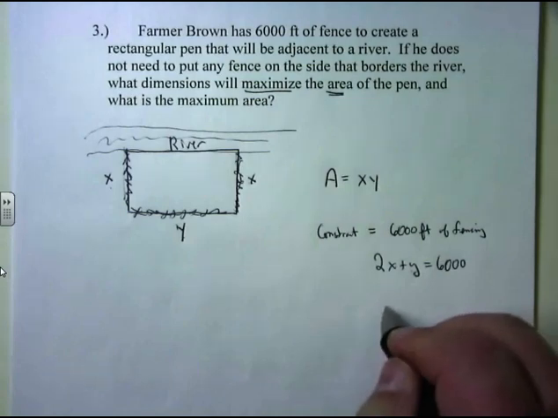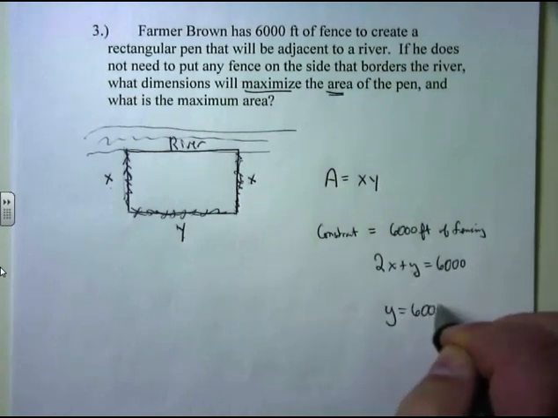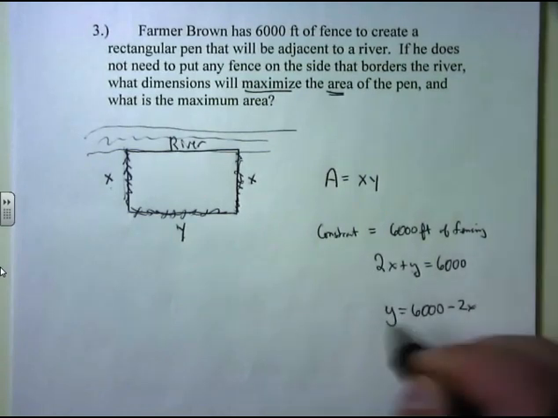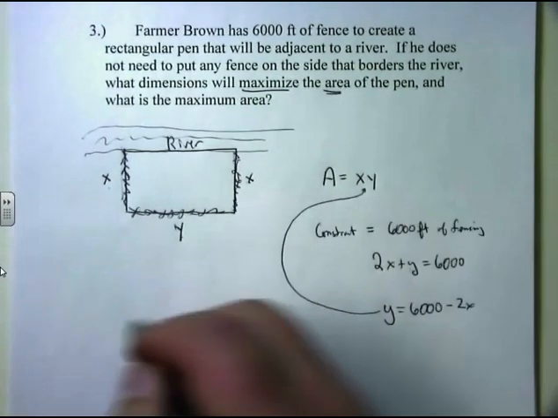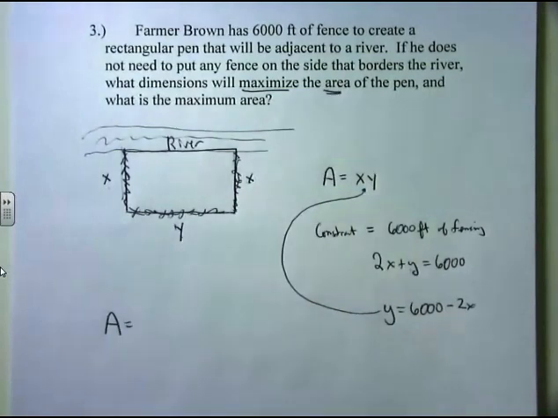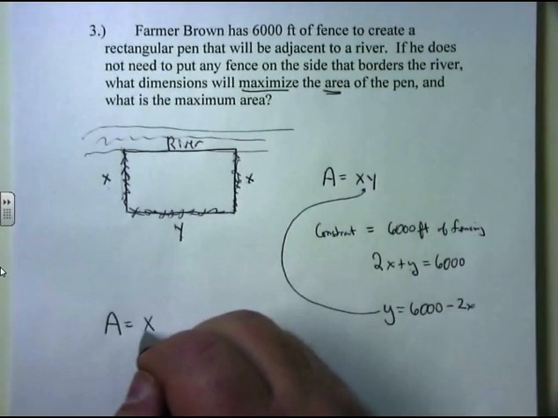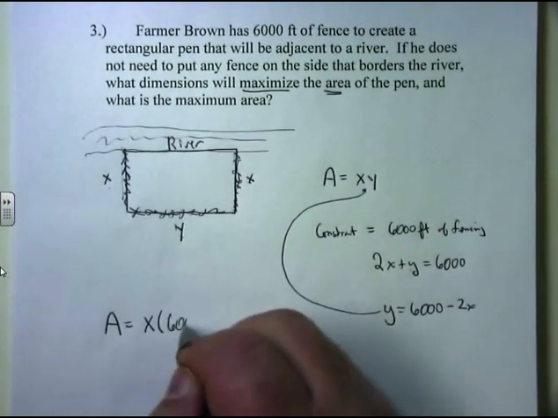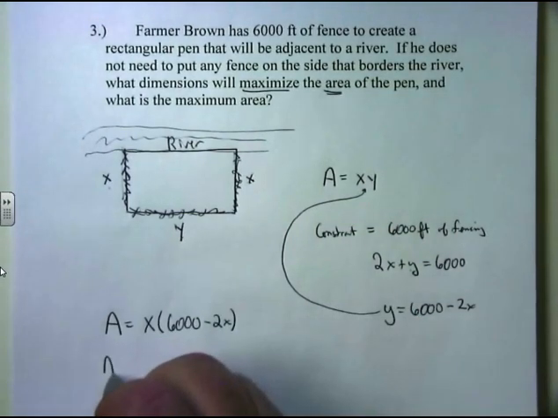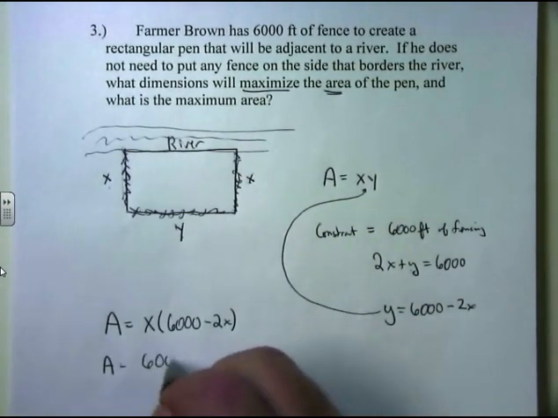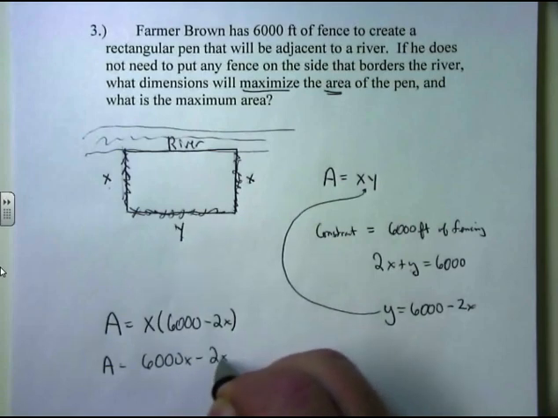Step 3, solve that constraint equation for one variable. Easiest is to solve for Y. Y would be equal to 6,000 minus 2X. And then take that constraint equation and plug it into the objective equation. That will give you the objective equation, area equal to X times (6,000 minus 2X). So cleaning it up, area equals 6,000X minus 2X squared.